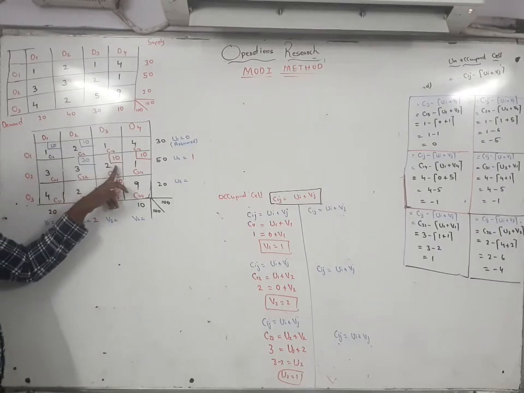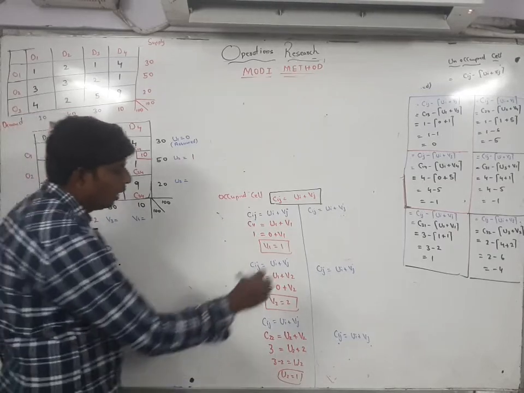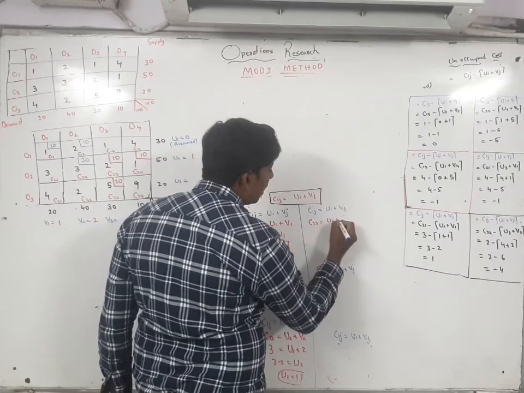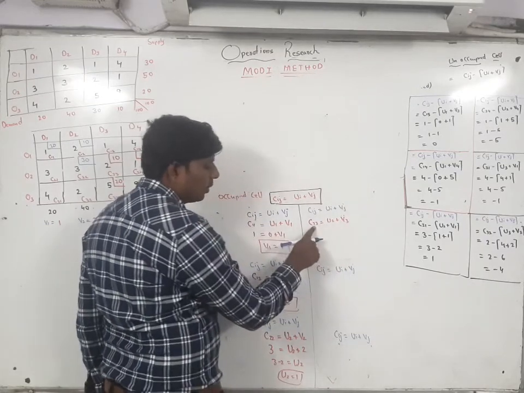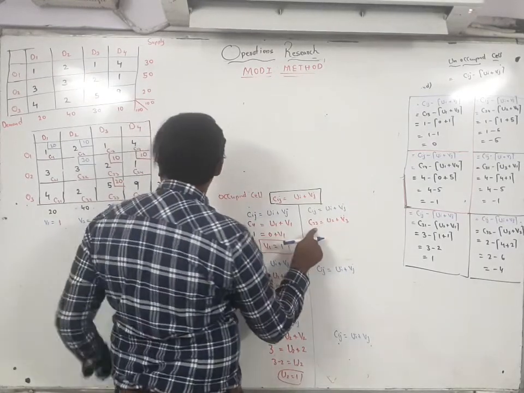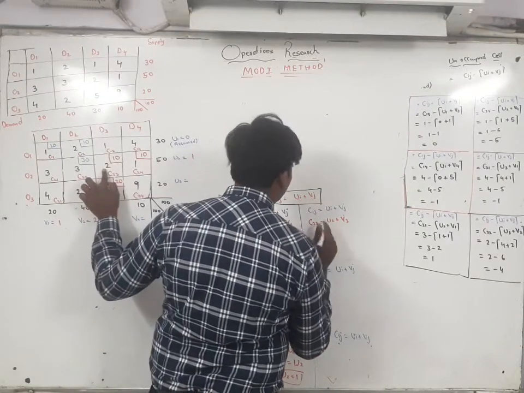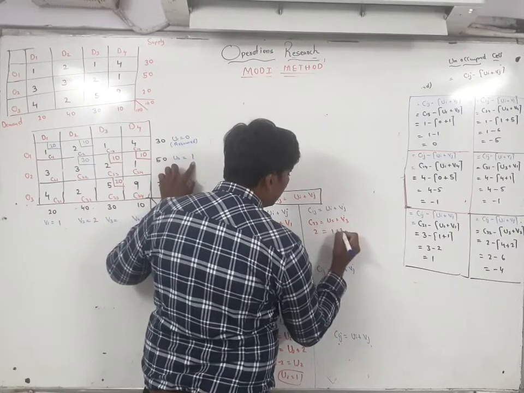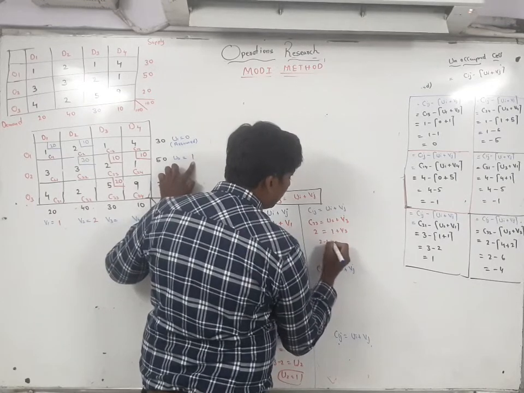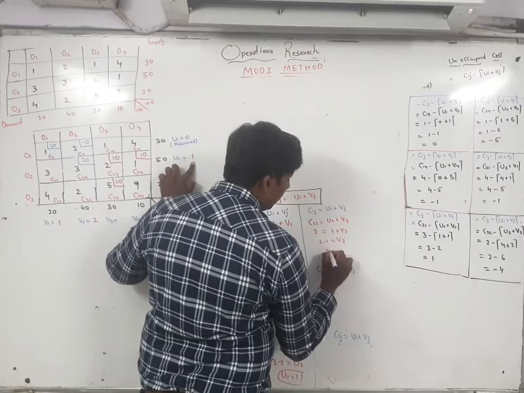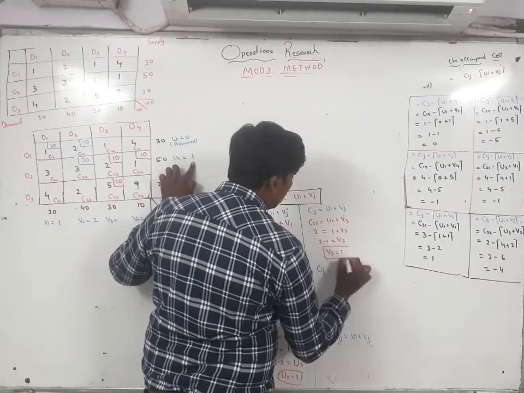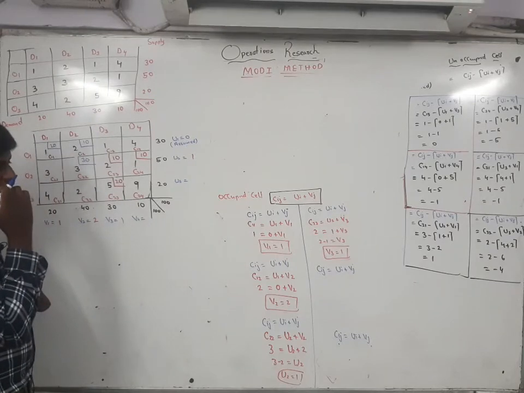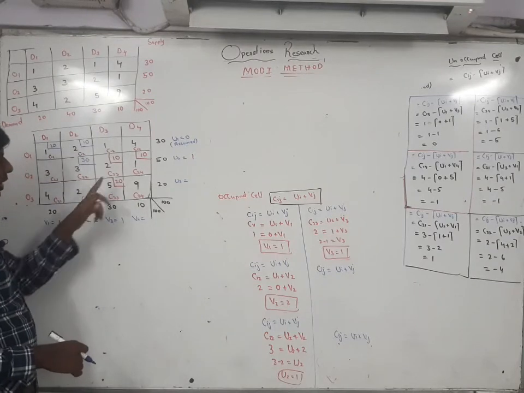Another 3 are there. Next one is C23. Here you write C23, U2 plus V3. First for U, second for V. C23, as you can see, what is the value here? 2. U2 value, just now you got 1. Then V3, 2 minus 1 is equal to V3. V3 is equal to 1.